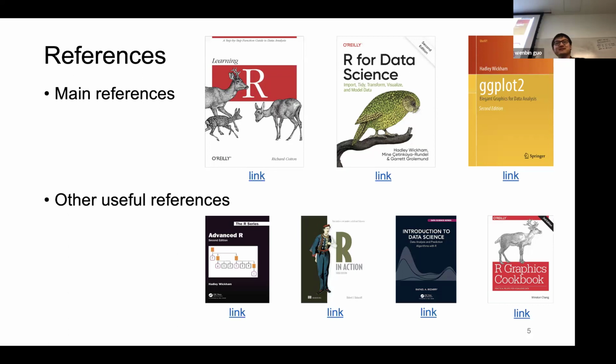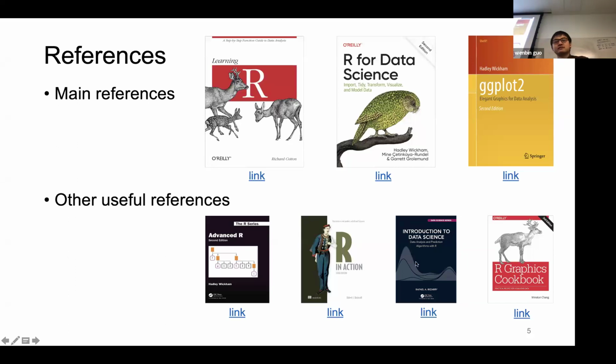So basically, that's what the whole field looks like. I also listed some useful references. For example, Advanced R is a more intermediate-level book for users. R in Action is another good book. It has a lot of statistical modeling, for example, how to run ANOVA, analysis of variance. Introduction to Data Science is a new book.